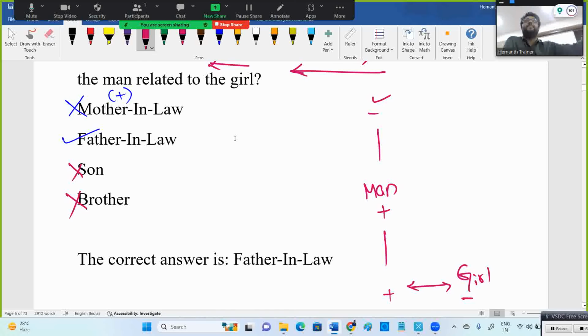The man has no siblings. If you see some questions in blood relation, they'll mention something like "I have no siblings" or "I have no brothers or sisters." They have to add that point actually.